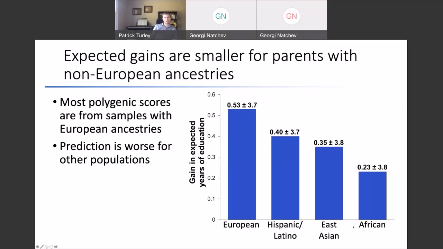And so there are some inequality considerations about who benefits most from this technology, and a couple who maybe has non-European ancestries should know that the expected gains of using a technology like this is going to be much lower than might be available to couples with European ancestries.